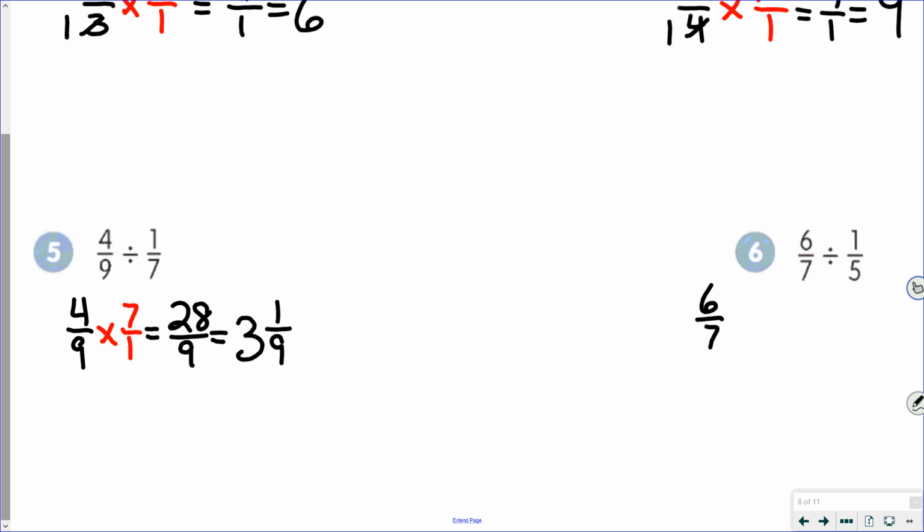Keep, times, turn. 6 times 5 is 30. 7 times 1 is 7. 7 goes into 30 4 times. 7 times 4 is 28. 30 minus 28 is 2. So we get 4 2/7.